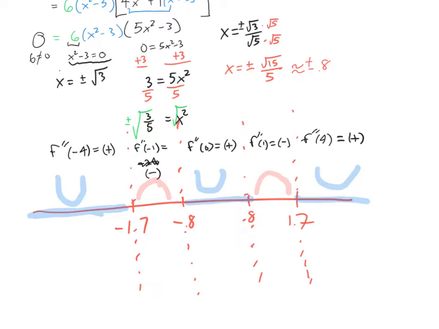And so now we have all our intervals. You could see from negative infinity to negative square root of 3. And from, what was this? Negative square root of 15 over 5 to positive square root of 15 over 5. It was concave up. And from square root of 3 to positive infinity, it was concave up.